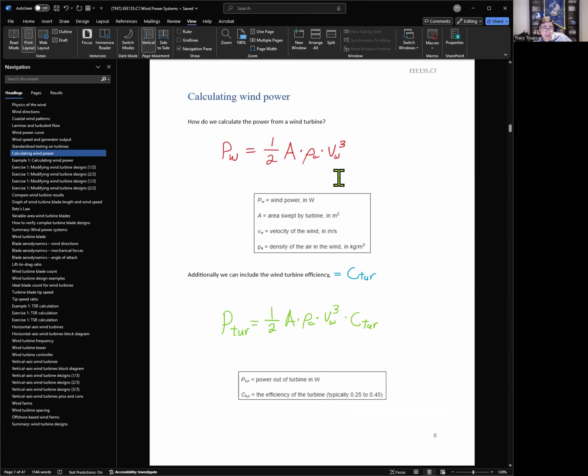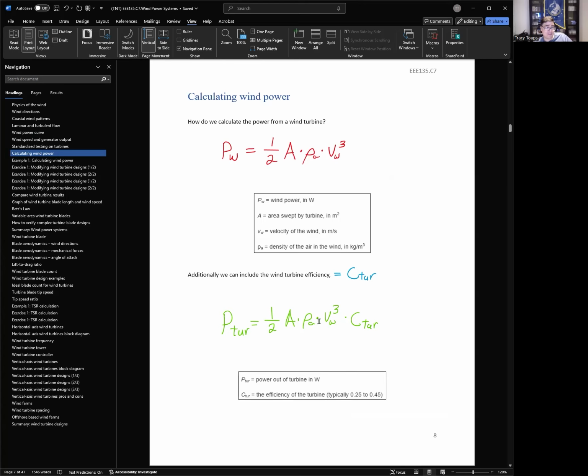Now, this is not what we could get out to the power grid, because we still have the actual wind turbine itself. We include the wind turbine efficiency and multiply by a percentage, C turbine. The efficiency of a turbine in general is somewhere between 25% to 45%. So if it's, let's say, 25%, you would take this number, multiply by 0.25, and that's how much electrical power comes out to the power grid. We'll talk about why it's limited to this, but this is very typical.